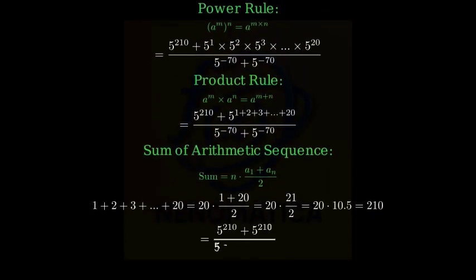This is an arithmetic sequence, and we can use the formula for the sum of an arithmetic sequence: n times the average of the first and last terms, where n is the number of terms. In our case, we have 20 terms starting at 1 and ending at 20, so the sum equals 20 times the average of 1 and 20, which is 20 times 10 and a half, giving us 210.